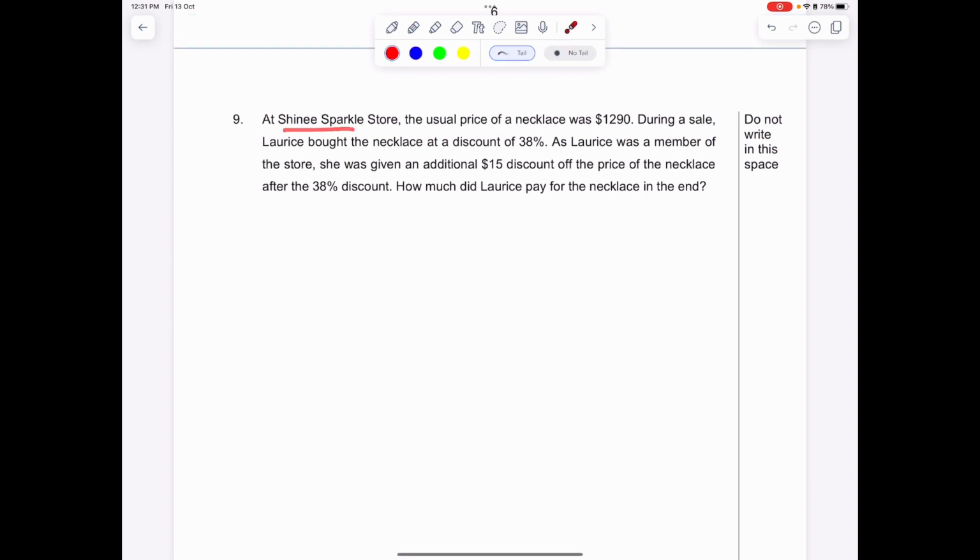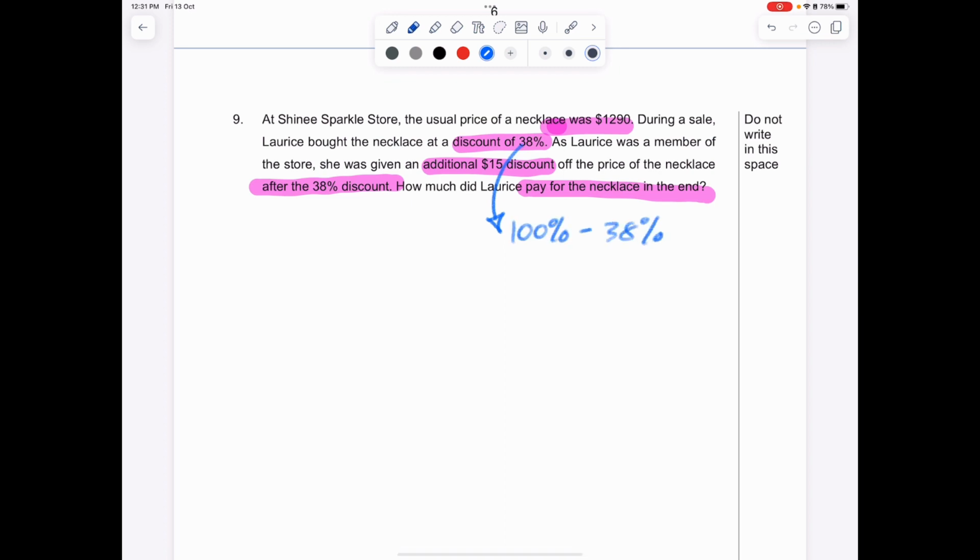At Shiny Sparkle store, the usual price of a necklace was this amount. During a sale, Loris bought the necklace at a discount of 38%. As Loris was a member of the store, she was given an additional 15% off the price of the necklace after the 38%. How much did she pay for the necklace in the end? So first, we want to find out what is the remaining percentage that she paid. That will be 100% subtract away 38%. And that will leave us with 62%. So she paid 62%.